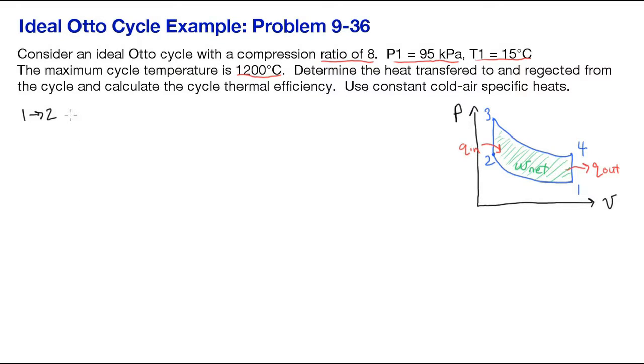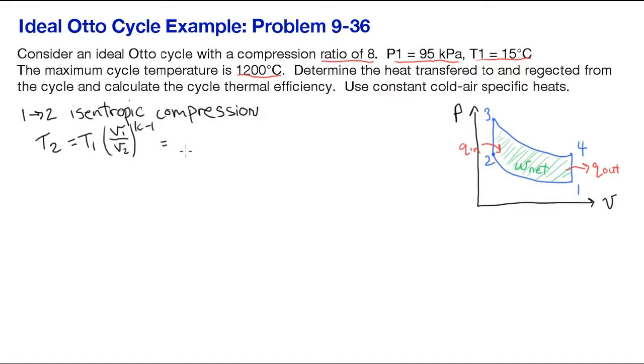So looking at the isentropic compression from state 1 to state 2, you can calculate the temperature at state 2 using our isentropic formula for constant specific heats. We know the compression ratio and we know the initial temperature. We want to convert that temperature to Kelvin, so 15 Celsius is 288 Kelvin. So we get a temperature at state 2 of 661.7 Kelvin.